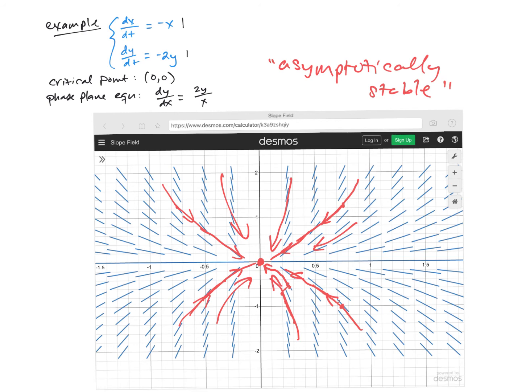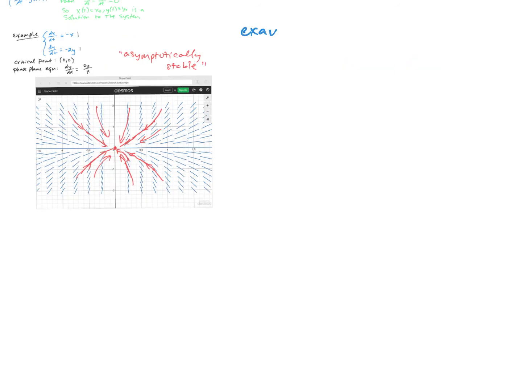So that's one sort of critical point that you can have. Now let's think about another example. I'm going to do this over on the side because it's similar. So now our example is dx/dt equals x and dy/dt equals 2y. So this is the same as what we had over here, except without negative signs.